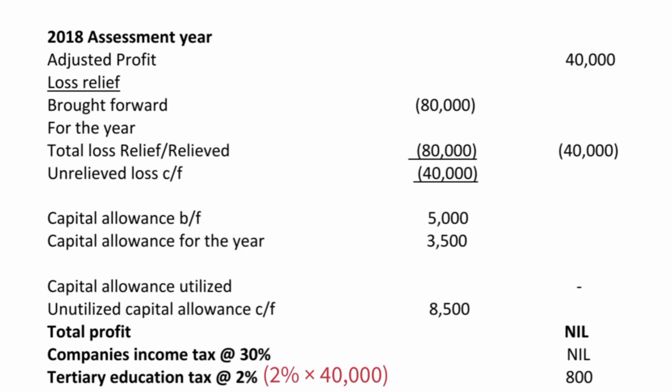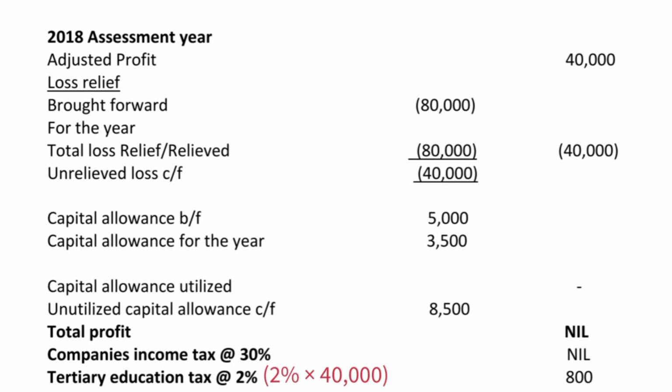Let me tell you something. Any year that a profit is made, there must be tertiary education tax. Okay, some people always ask this question: how do they charge education tax? Is it 2% of assessable profit after loss and all of that? See, whenever profit is made, whatever the assessable profit is, that is what you should charge your education tax rate on. Okay, so before you take out loss, right? So just know that education tax has nothing to do with loss relief or capital allowance. Once a profit is made, charge your education tax. So education tax is 2% of 40,000 naira, and that gives you 800.